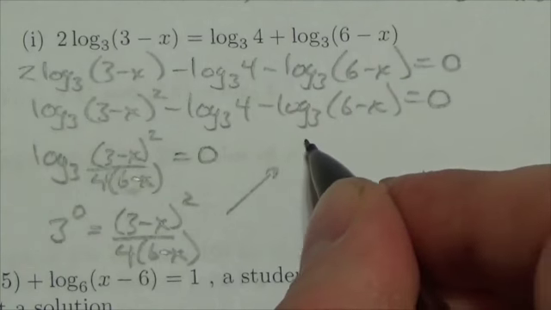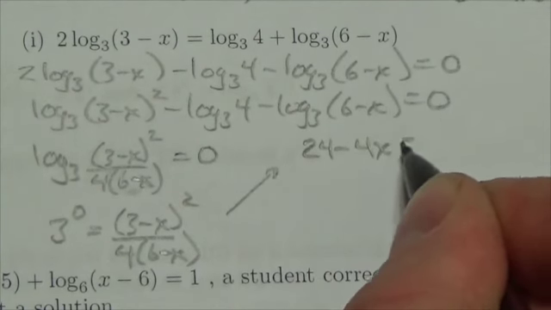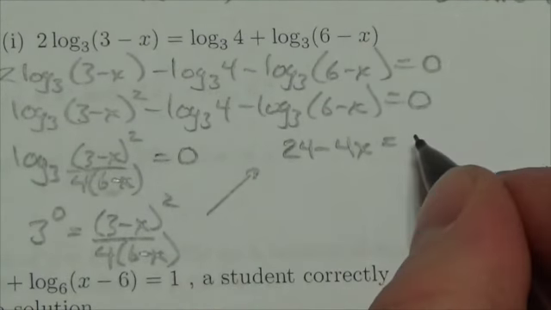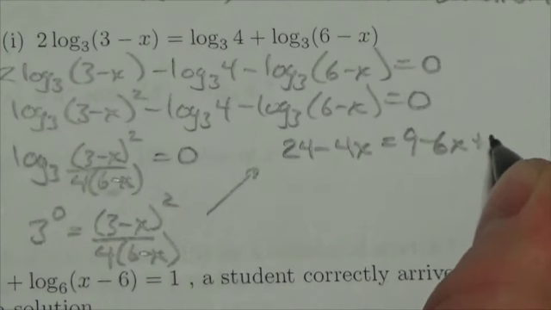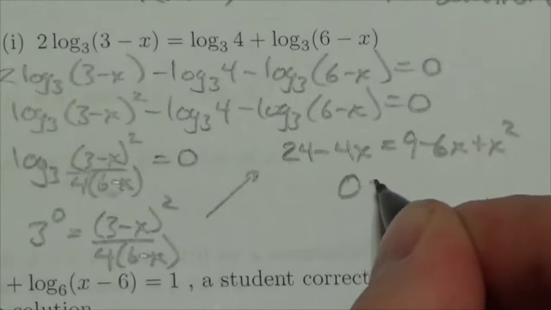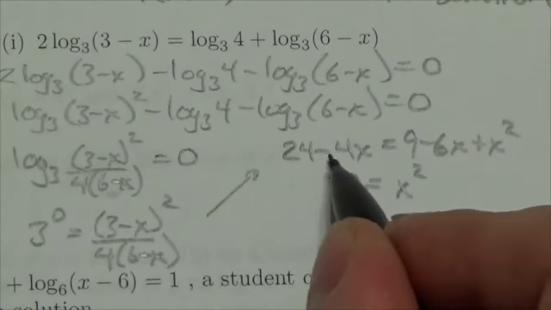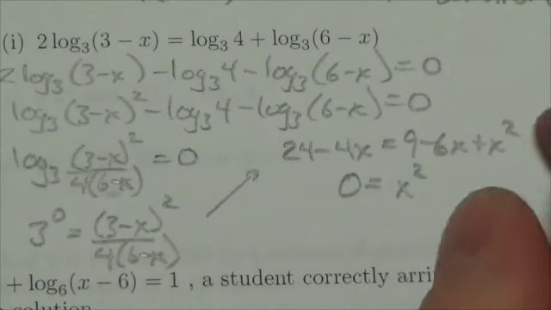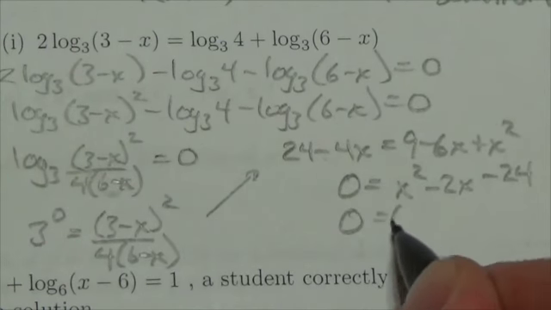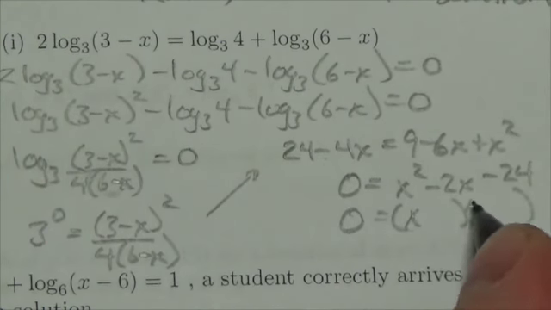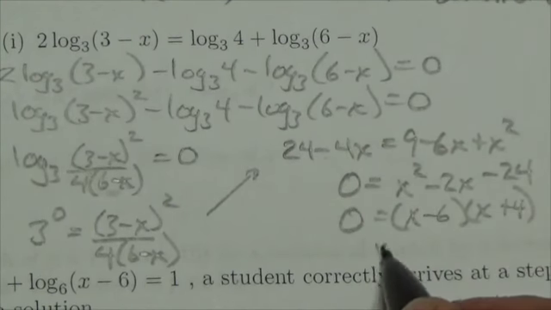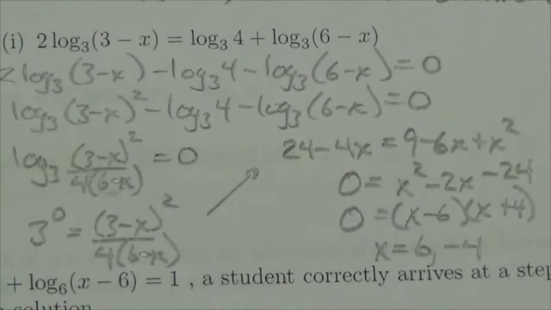So this will become 24 minus 4x will equal (3 minus x) squared, so that's going to be 9 minus 6x plus x squared. Let's bring everything over, so we set it equal to 0. 0 is equal to x squared minus 6x. I'm going to bring that 4x over, so it'll become minus 2x minus 24. When we factor it, that's (x minus 6)(x plus 4). And so x is either going to be 6 or negative 4.